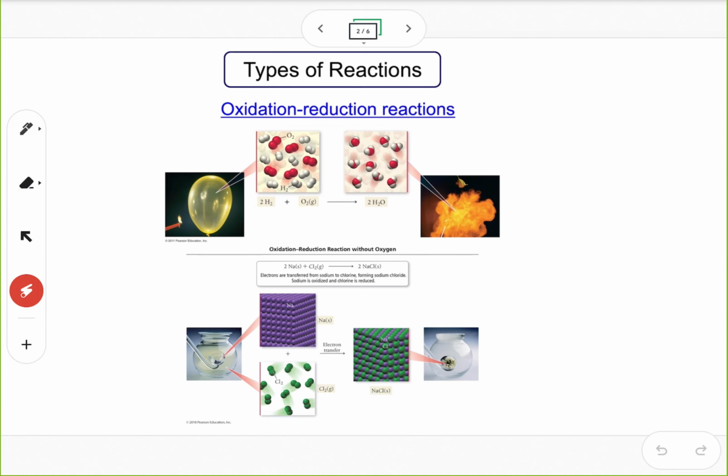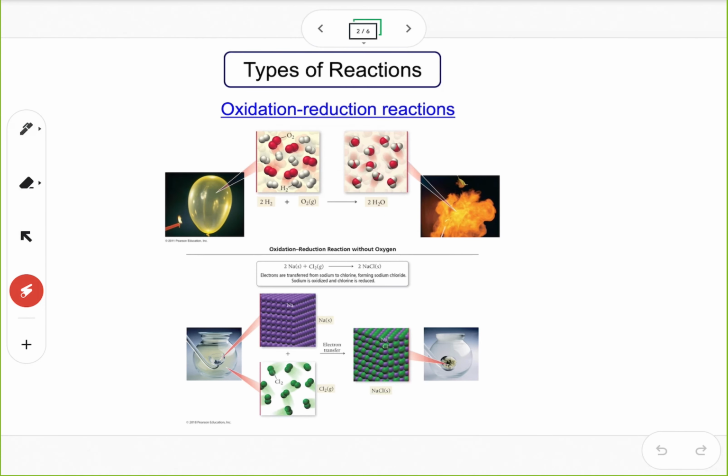Well, in chemistry, electrons won't be transferred in a lot of chemical reactions, okay? But there are many reactions in which electrons will be transferred from one atom to another atom, or from one element to another element, okay? So if you have electron transfer involved in a chemical reaction, that reaction will be an oxidation reduction reaction. Let's take a look at these two examples.